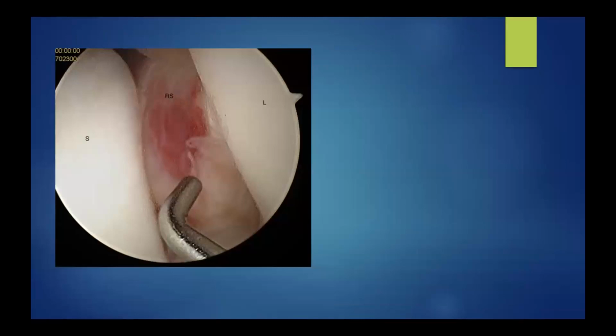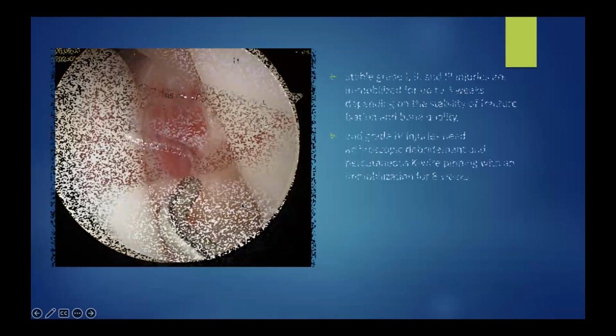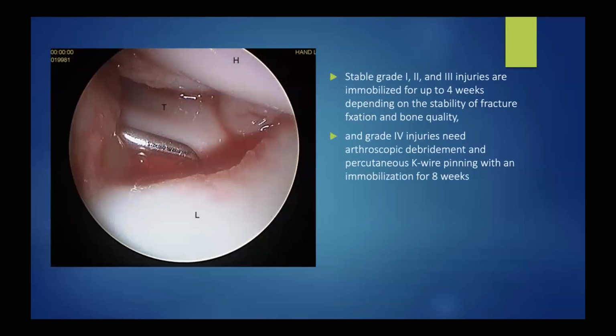So this is a midcarpal view. This is the Geissler type 4. This is the drive-through sign being positive. And this is again a midcarpal view with lunotriquetral injury, where the probe is being inserted between the triquetrum and the lunate.